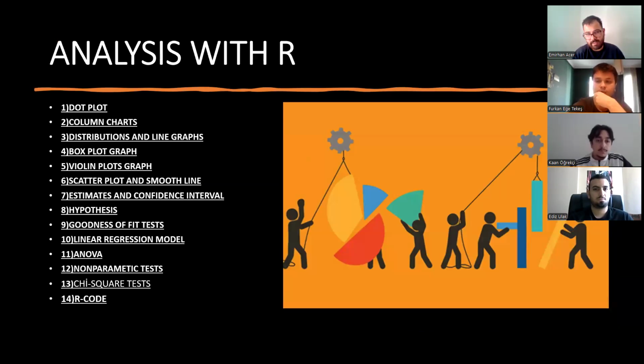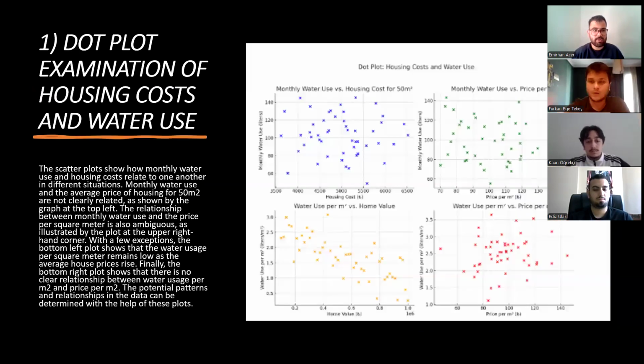These are the analyses. We start with dot plot examination of housing cost and water use. These graphs show that there is no clear relationship between water usage and housing price. In particular, water usage per square meter tends to remain low even as housing prices increase.